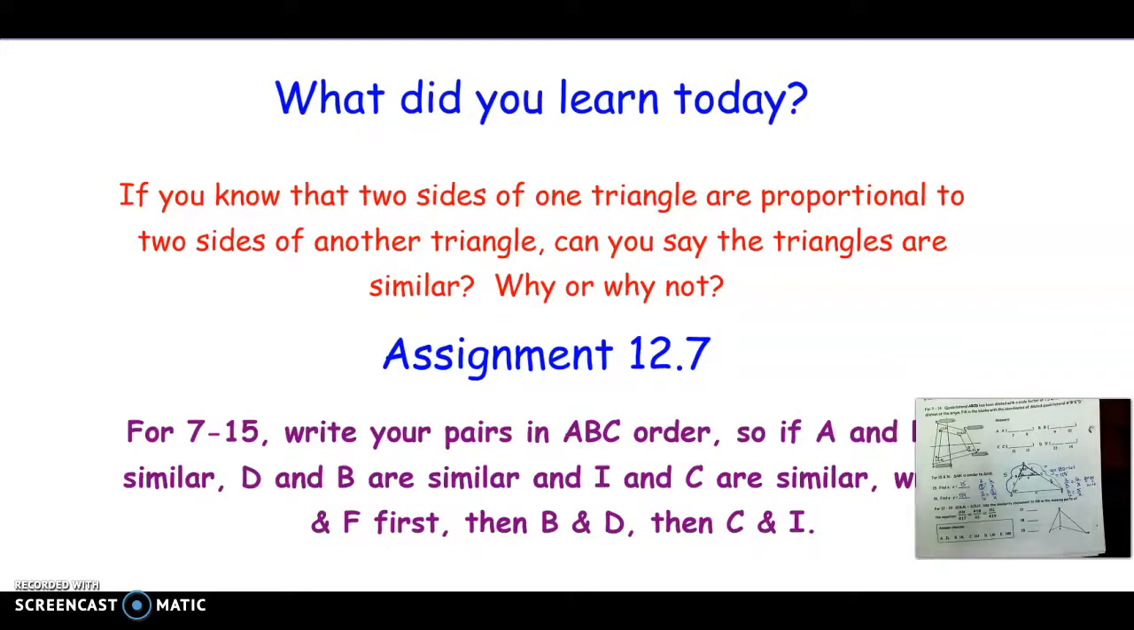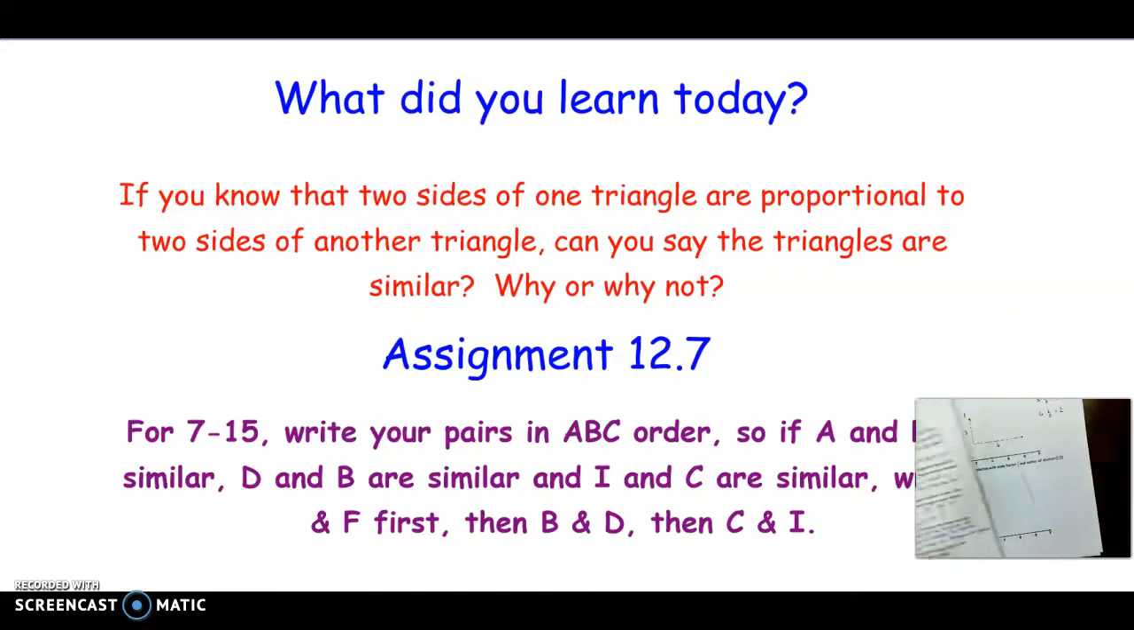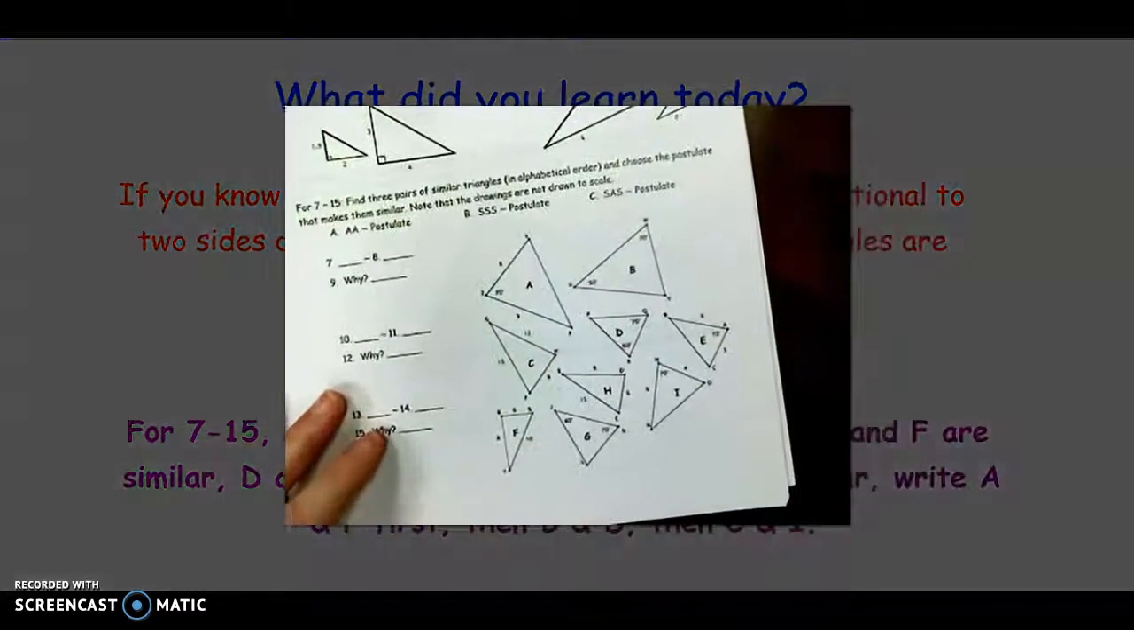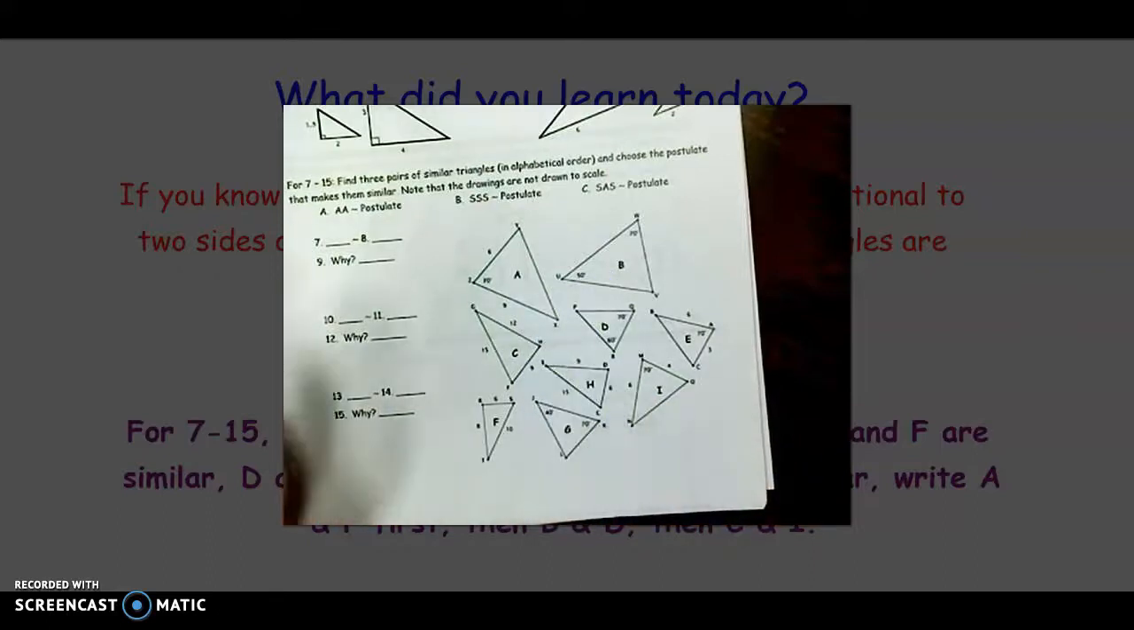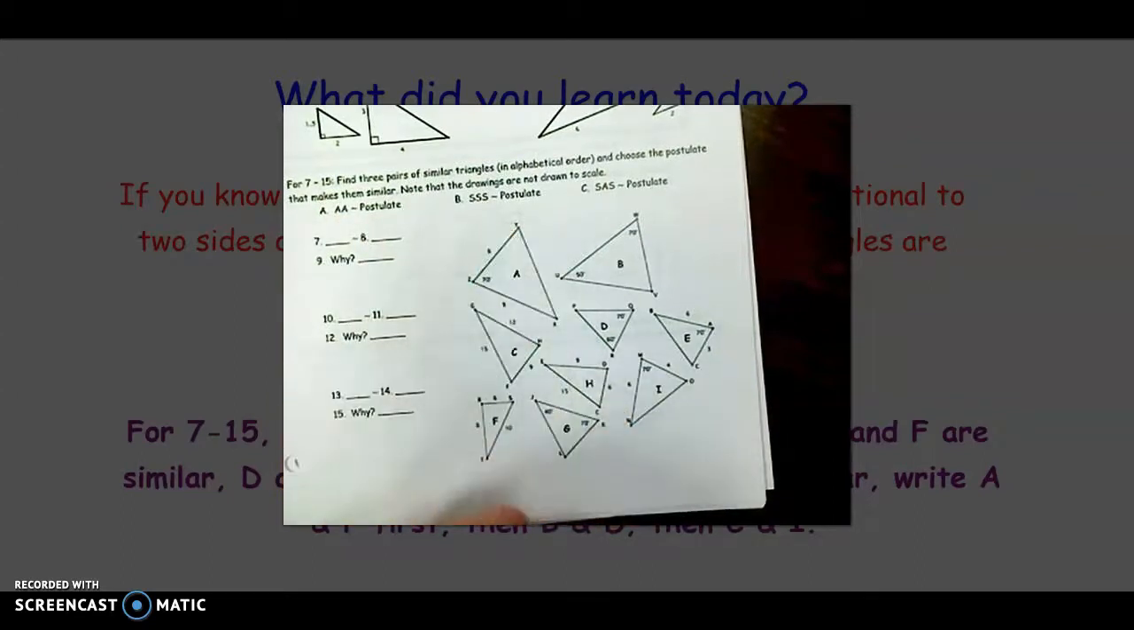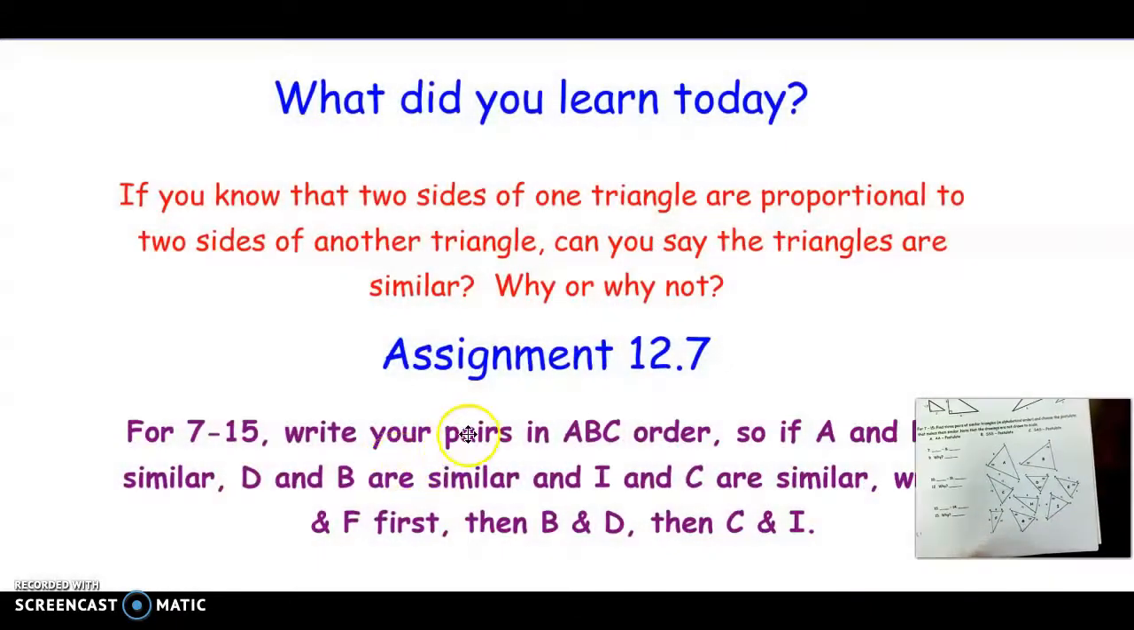So I do want to point out one thing on your homework tonight, just to clarify some directions. On 7 through 15, you have all of these different triangles that are lettered, and you're finding two that are similar and telling which postulate makes them similar. Here on the example on the board, I'll show you that.